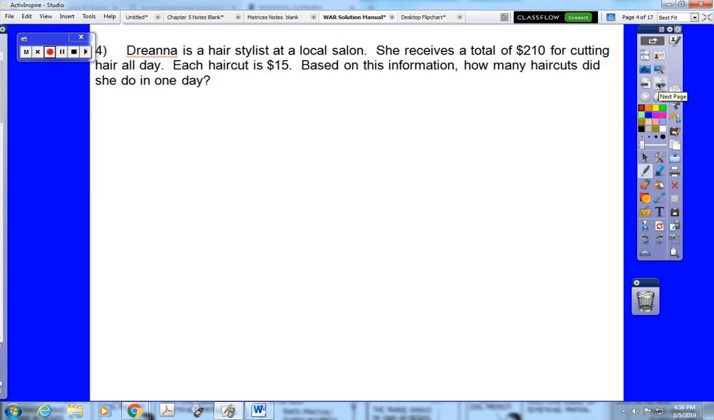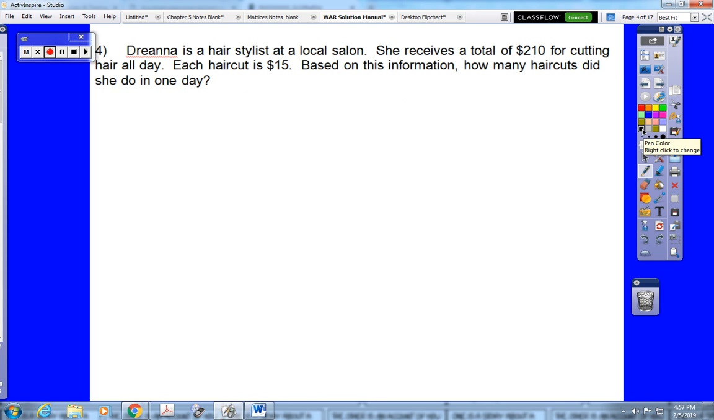Okay, finally we have here an equation as a word problem. It says Driana is a hairstylist. I don't know where they get these names, but that's pretty ISTEP accurate, random name. Is a hairstylist at a local salon. She receives a total of $210. That's important information. We're going to need that number for cutting hair all day. Each haircut is $15. So there's another number. Based on this information, how many haircuts did she do in one day?